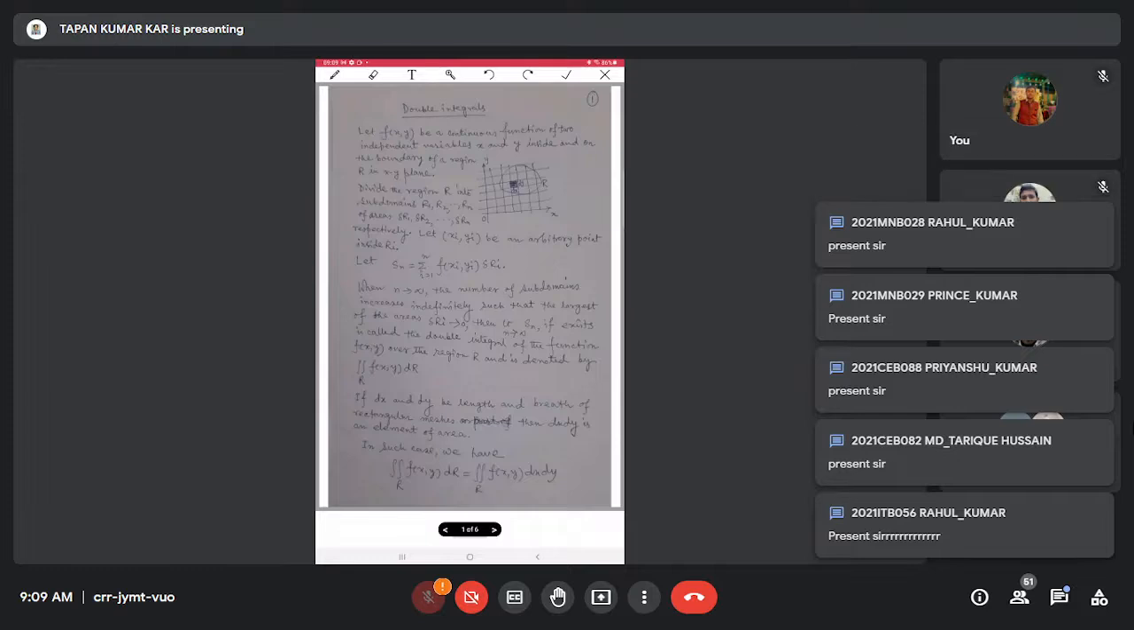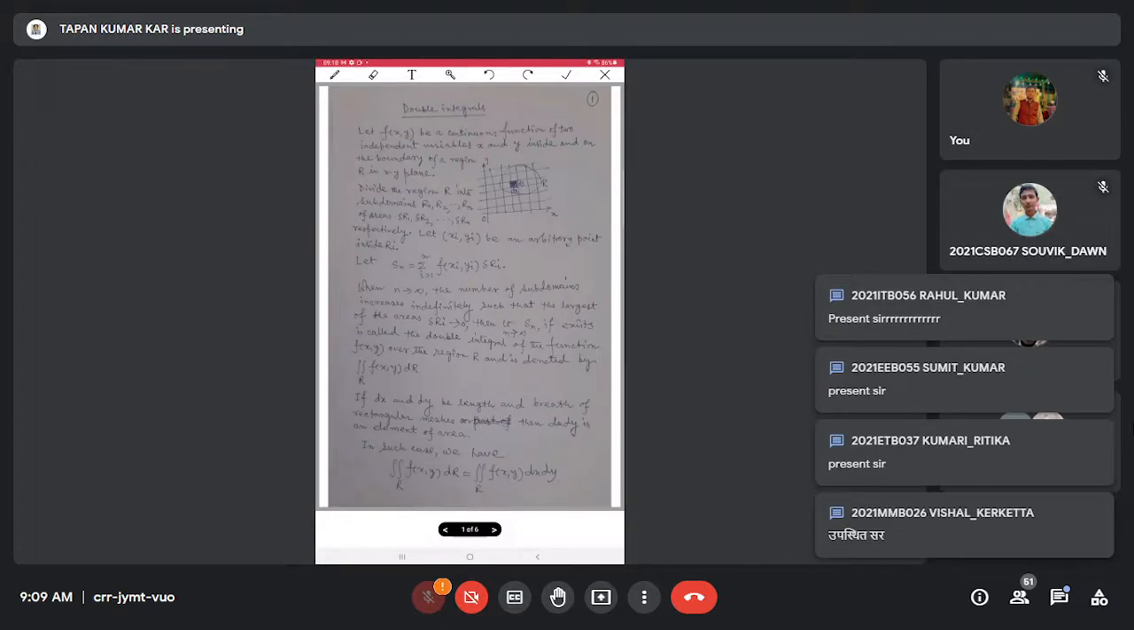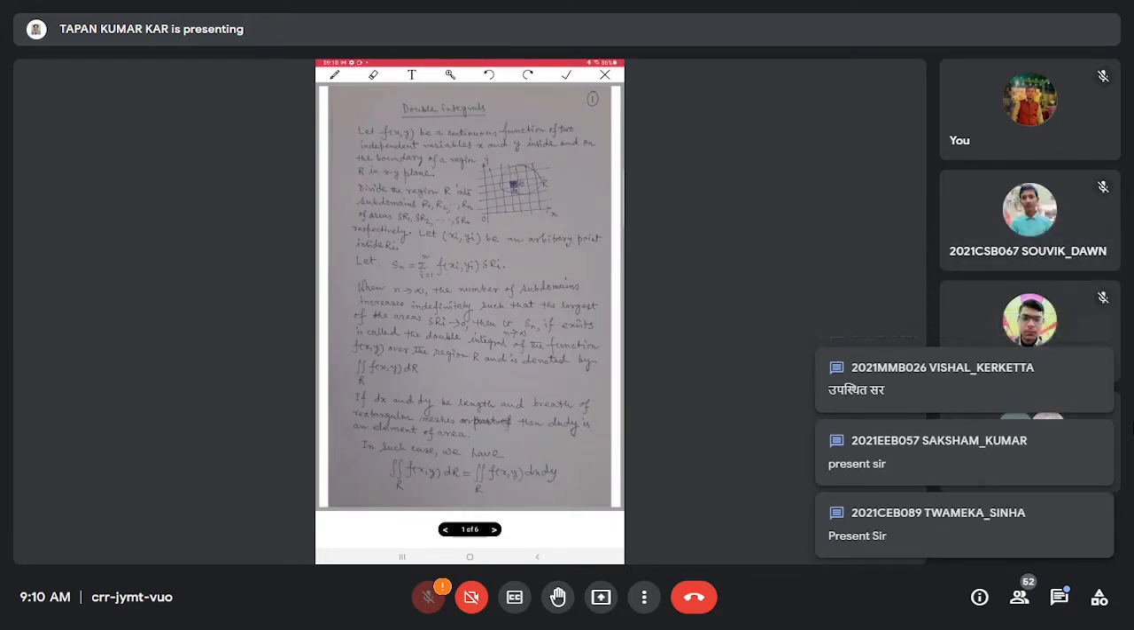So it is almost the same thing as the definite integral you have done for a function of a single variable, but here not over a line. Here it is over an area.